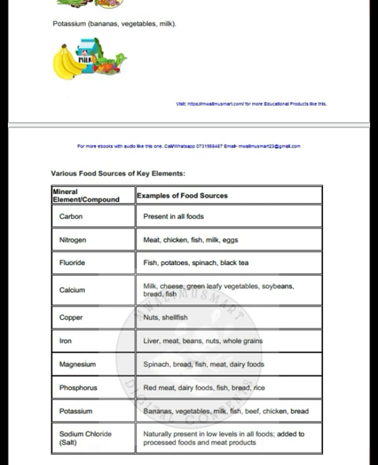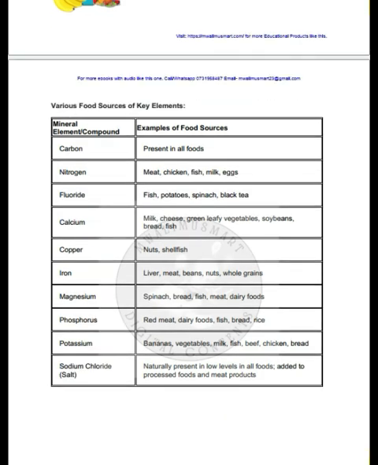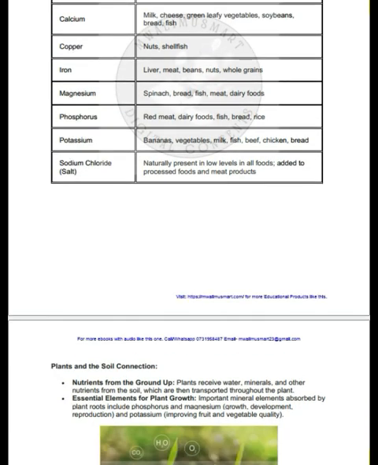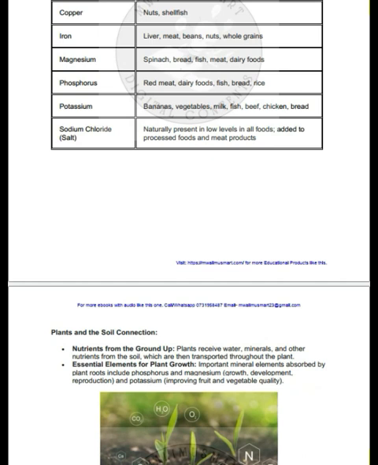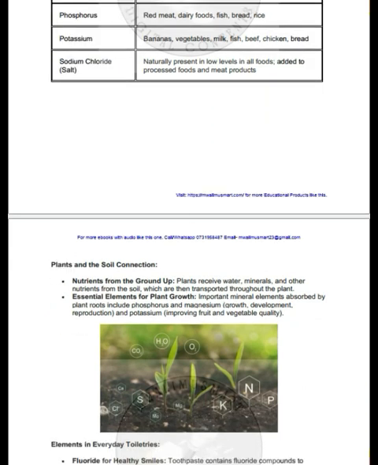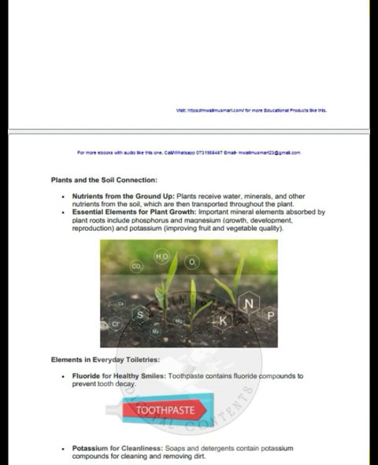Magnesium: spinach, bread, fish, meat, dairy foods. Phosphorus: red meat, dairy foods, fish, bread, rice. Potassium: bananas, vegetables, milk, fish, beef, chicken, bread. Sodium chloride, salt: naturally present in low levels in all foods, added to processed foods and meat products.